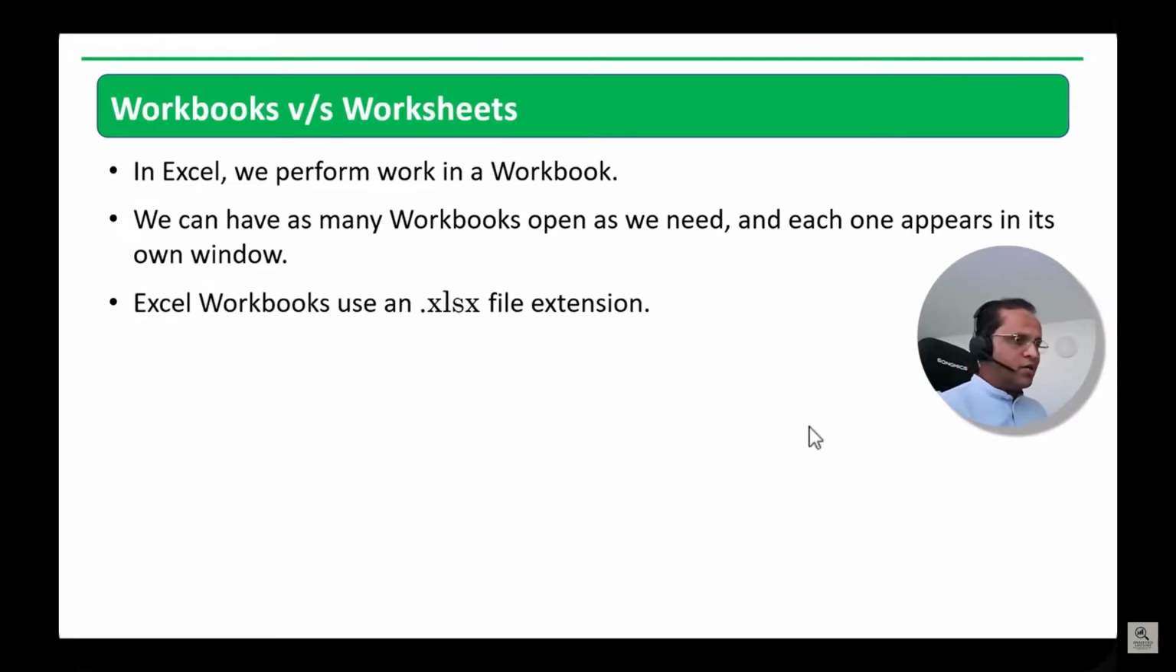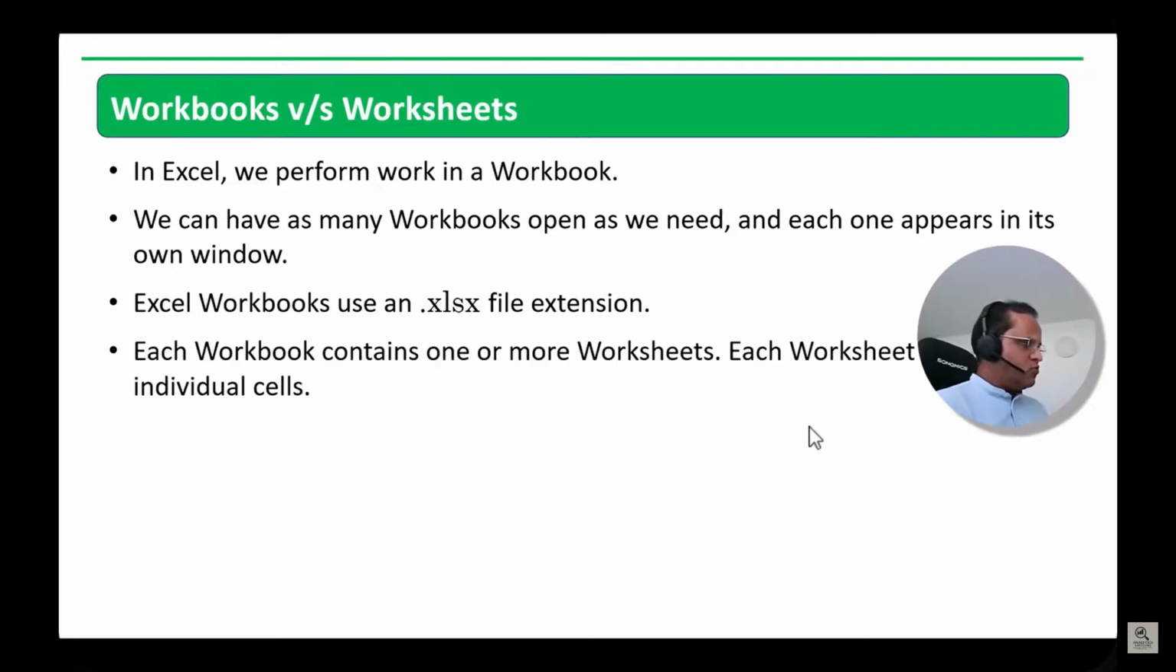The Excel workbook has the extension XLSX. Earlier it was known as .xls. Now it has the extension .xlsx. That is the file extension for the current Microsoft Excel file. Each workbook contains one or more worksheets.